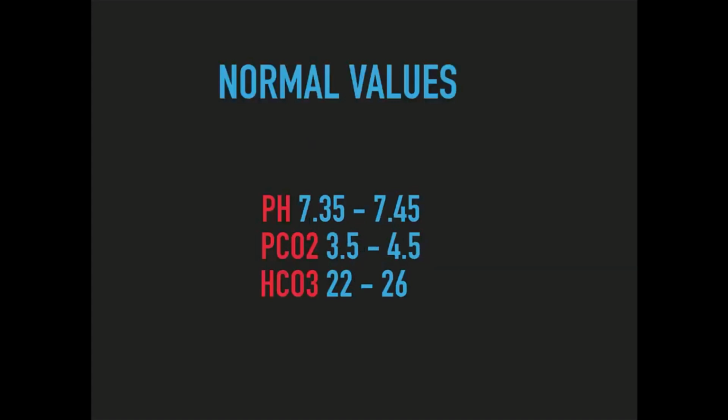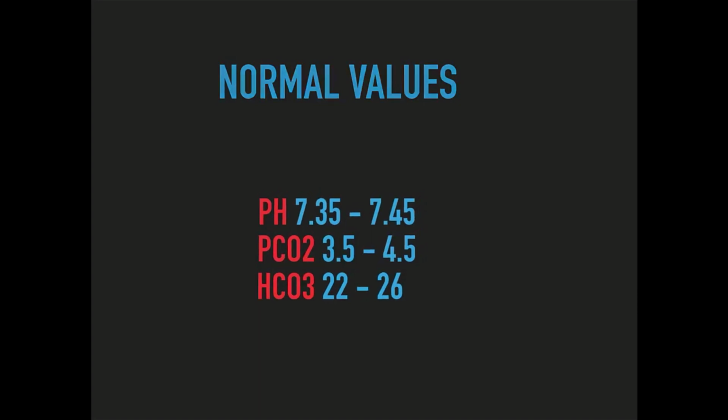A quick refresher: pH of the body is normally 7.35 to 7.45. PCO2, the partial pressure of CO2, reflects the amount of carbon dioxide gas dissolved in the blood and is usually between 3.5 and 4.5. And bicarbonate level is typically between 22 and 26.